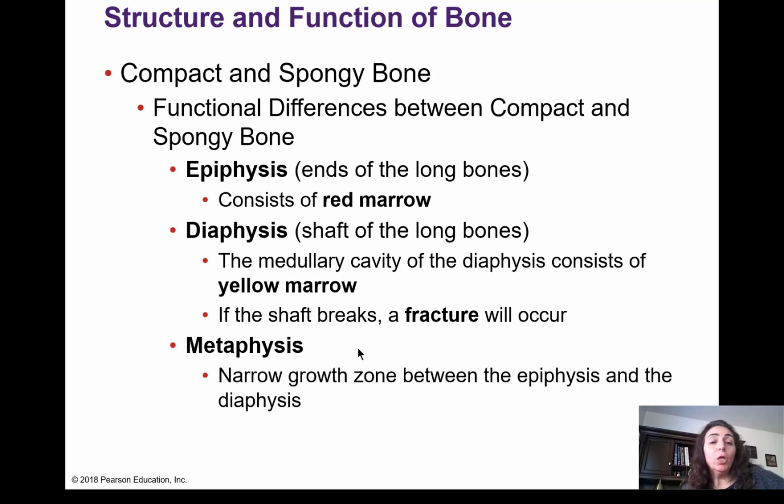Now, regarding compact and spongy bone, the other thing that we have for the long bone. In many parts of the body, we have long bones.